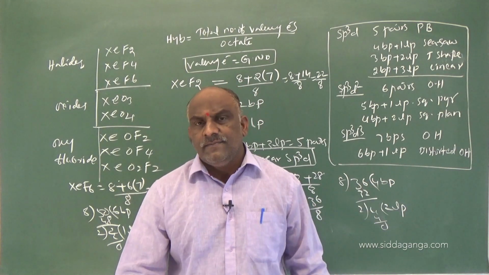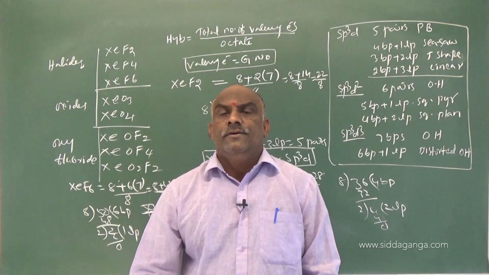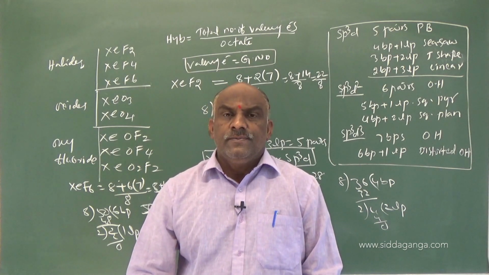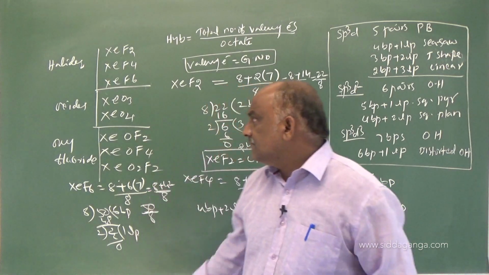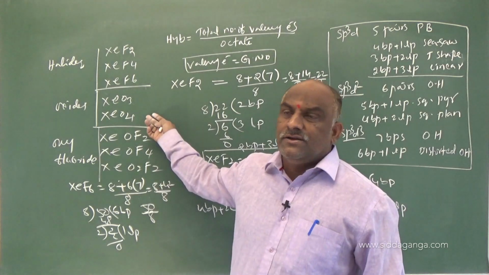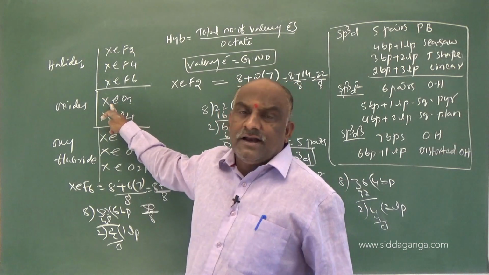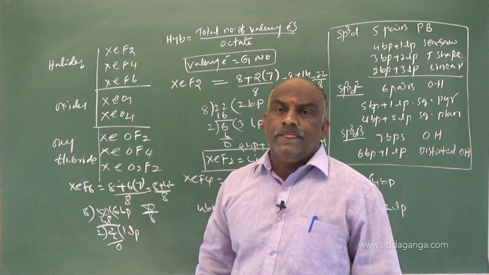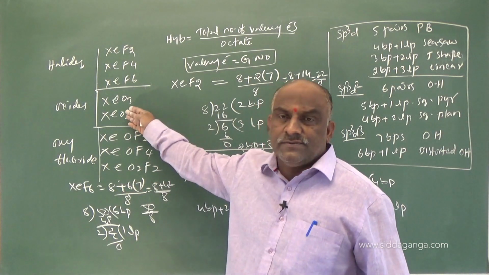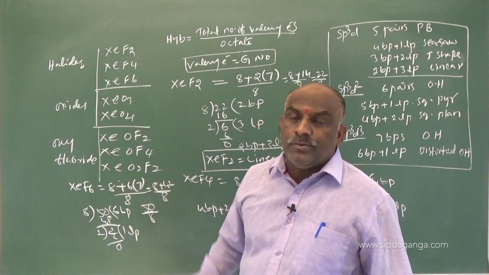In the previous class I spoke about interhalogen compounds. Any formula you can apply, you can get like this only. Suppose the compound is an oxide, like XeO3 or XeO4. For oxides only, not the total number of valence electrons, only the central atom group number divided by 2. That is one more formula, for oxides. No need to add all these oxygens. For oxides, the formula is central atom group number by 2.